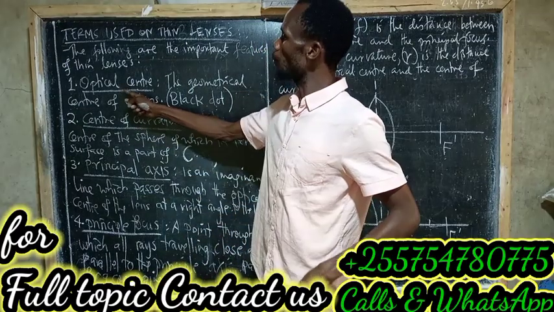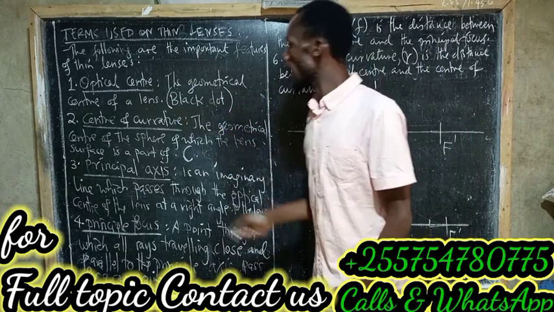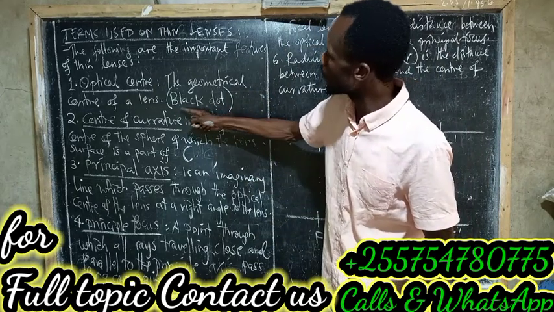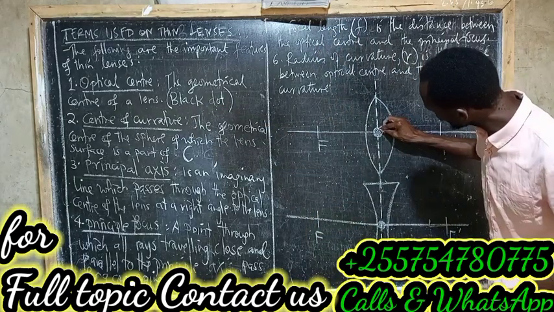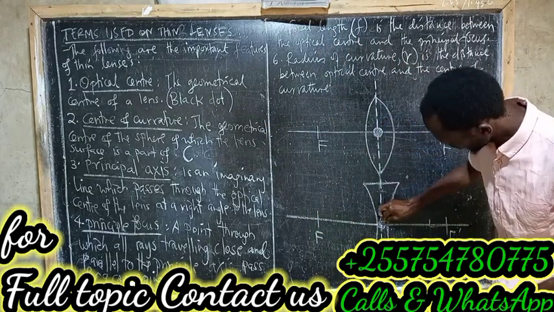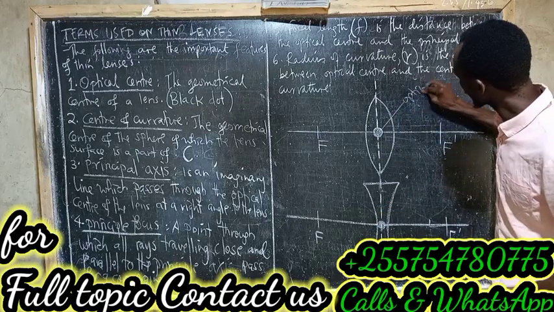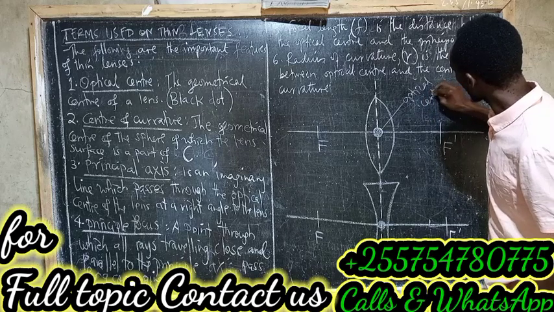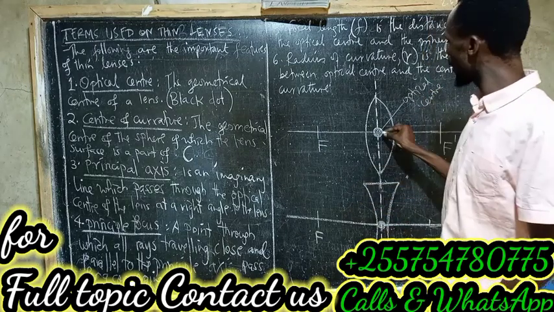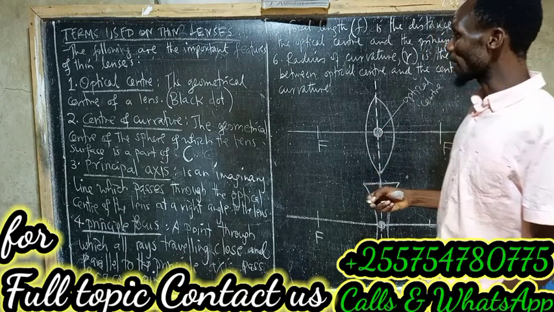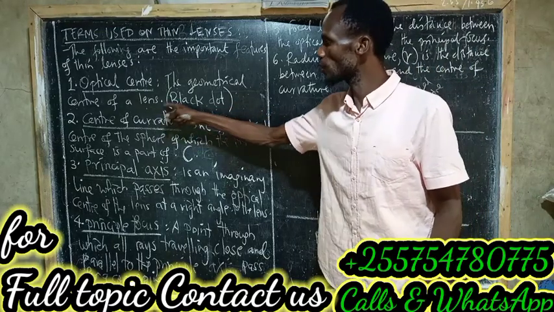One is optical center. It is the geometric center of a lens, and it is denoted by the black dots in a ray diagram. So this is the optical center. Kwa hiyo hii ndio inaitwa optical center, na kwenye mchoro wetu huwa tunafanya black dots. Manake it is denoted by the black dots, and it is the geometric center of the lens.